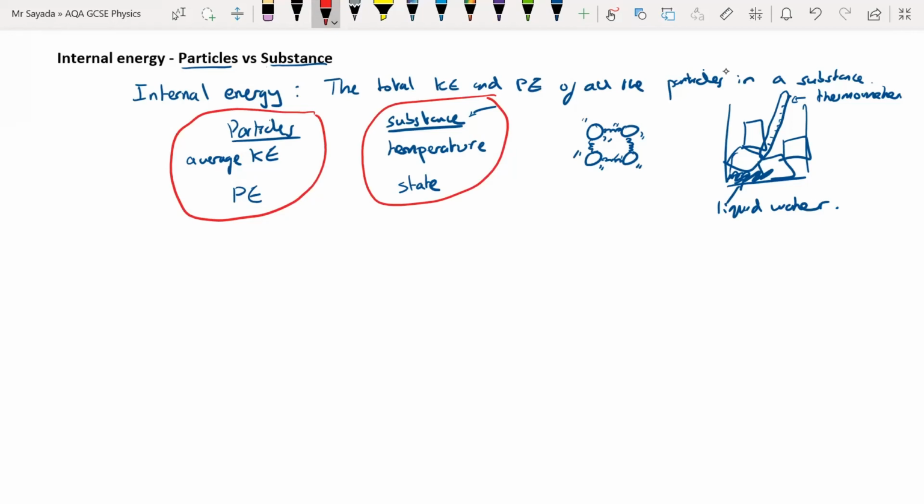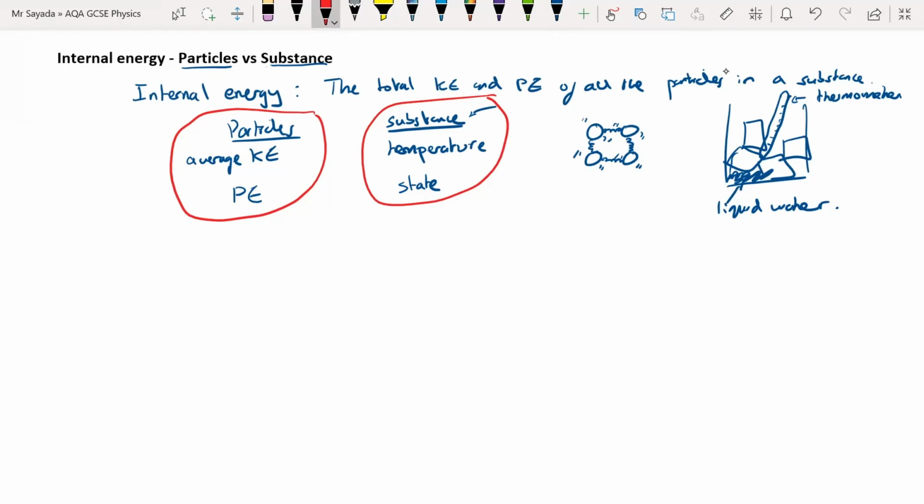The particles do not have a temperature. They have a kinetic energy. The particles do not have a state. They have a potential energy. It's the substance itself which has a temperature, which has a state, not the particles. It's a really common mistake people make when they say the particles have temperature. They do not. The particles have kinetic energy, the substance has a temperature. The particles have a potential energy, the substance has a state. So for example, in water, the particles in water have a kinetic energy, the water has a temperature. The particles in the water have a potential energy, the water has a state, which is liquid if it's water.